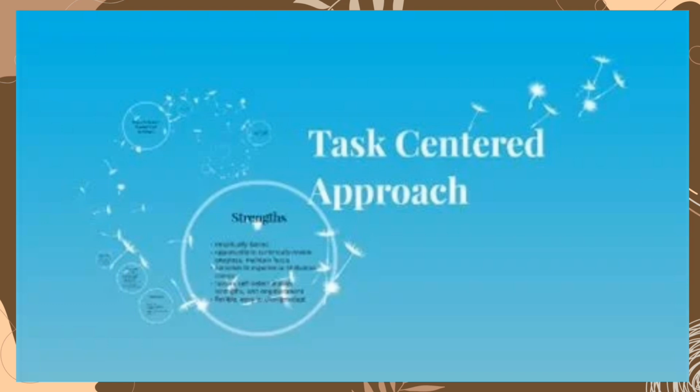So this is the task-centered approach. It emphasizes designing instruction around authentic, real-world problems that learners are likely to encounter. It encourages learners to actively engage in problem solving, fostering their critical thinking and problem-solving skills.